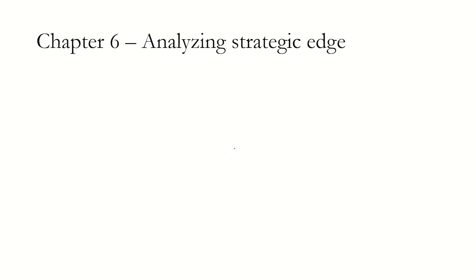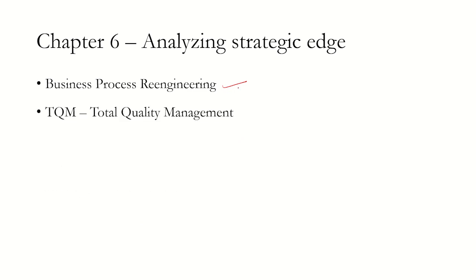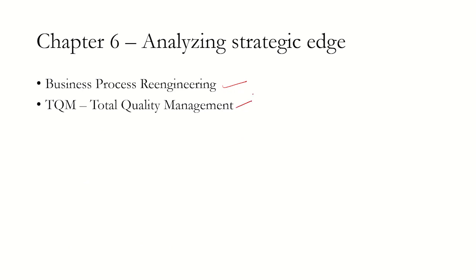In the 6th chapter, the name of the chapter is Analyzing Strategic Edge. This is the last chapter in the syllabus. Here we will start with business process re-engineering, which is a very interesting and important topic, followed by TQM, Total Quality Management. After TQM, we have the 6 Sigma technique. So these are more or less the modern trends in the management domain. And this should conclude the syllabus for strategic management.